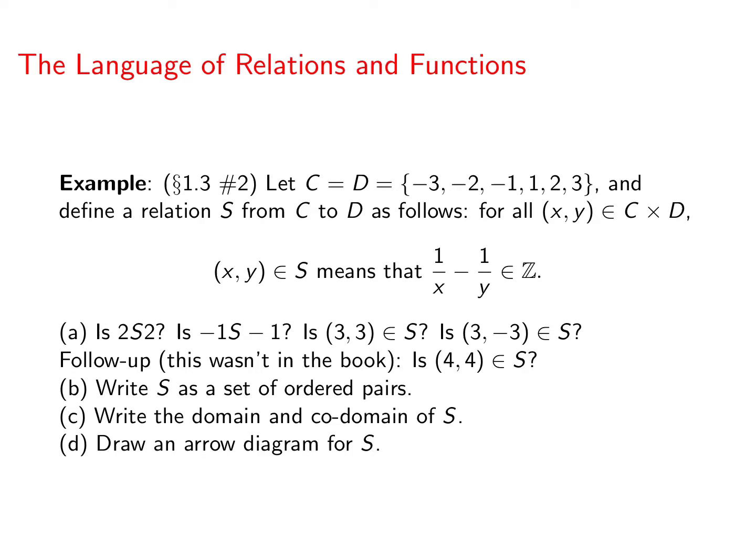And then here's a follow-up question that wasn't in the book. Is 4 comma 4 in S, our relation? Then we'll write S as a set of ordered pairs. We'll write down the domain and codomain of S. And then we'll do something we haven't talked about yet, which is we're going to write an arrow diagram for S.